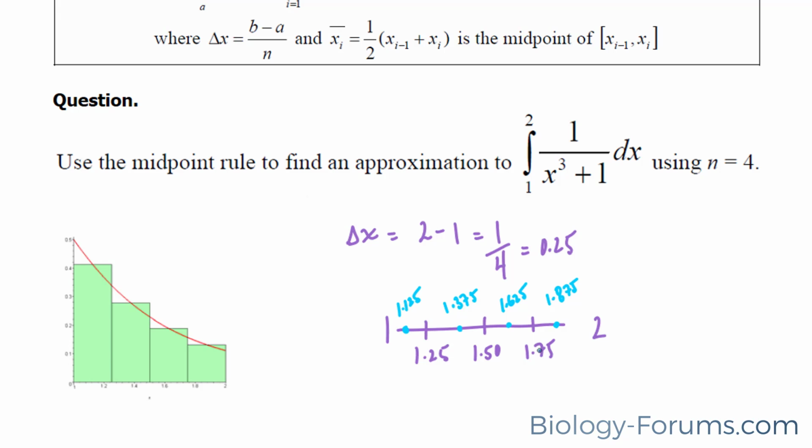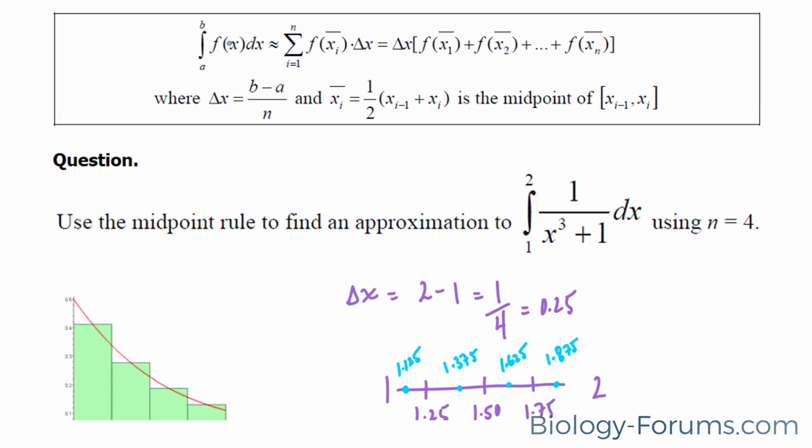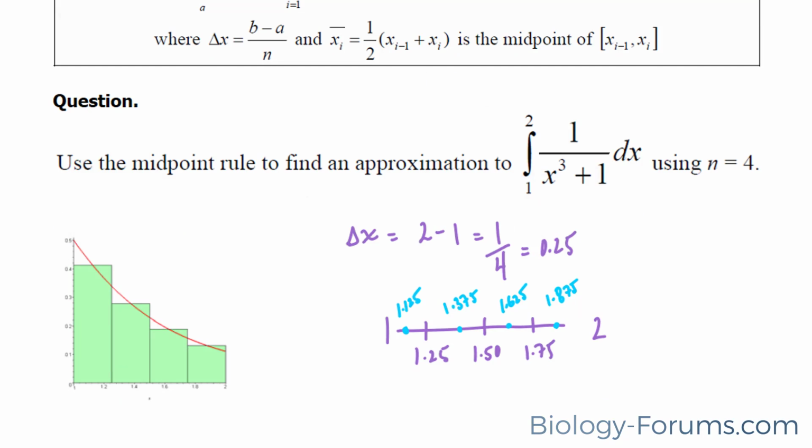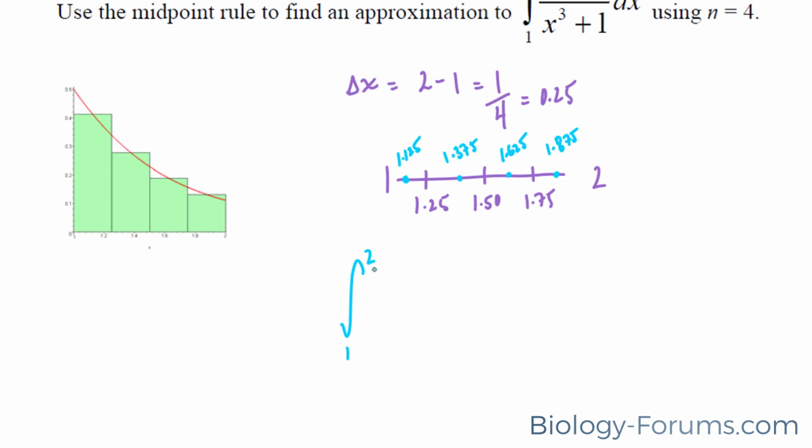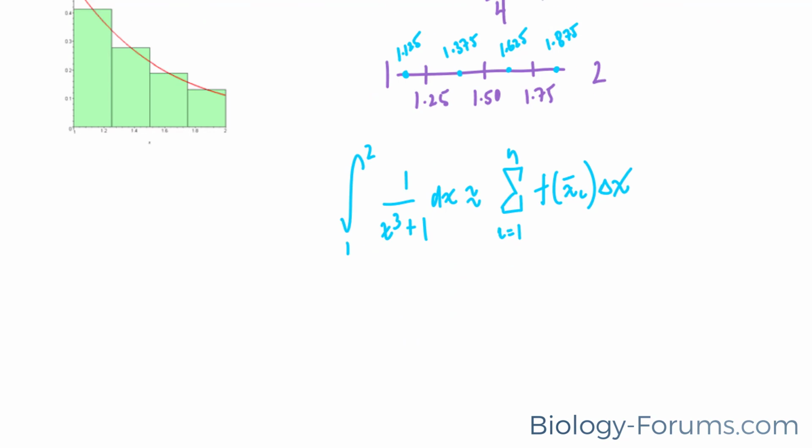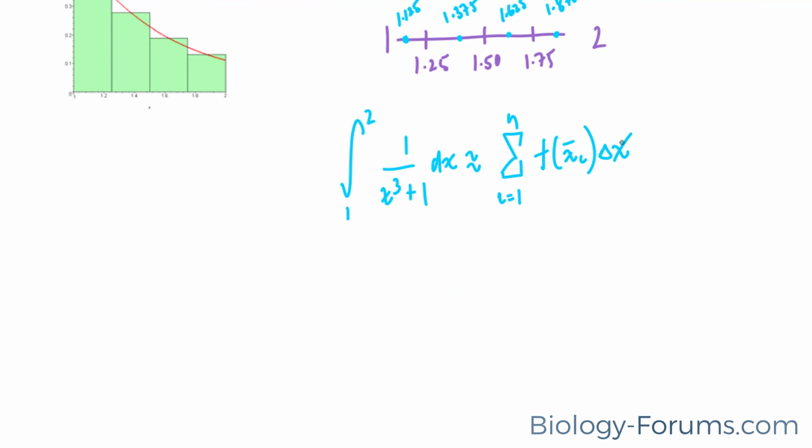The next thing that you'll do is set up your function the way that it is shown here. So we have the integral between 1 and 2 for the function 1 over x to the power of 3 plus 1 dx. Another way to write this is by finding the sum of f at the average of x, times delta x. So that being said, what we can do is replace everything that we know. We know delta x is equal to a quarter. This right here represents your x.